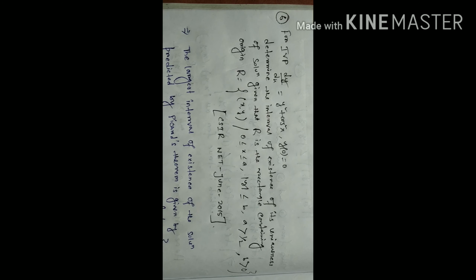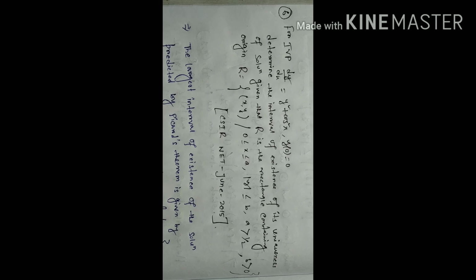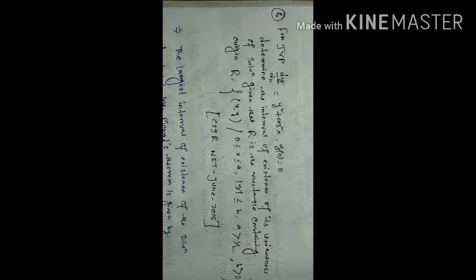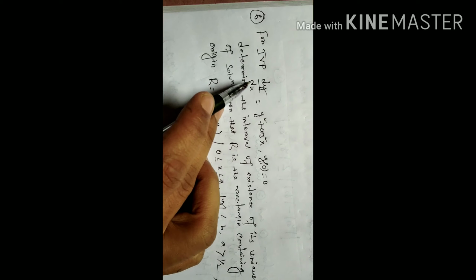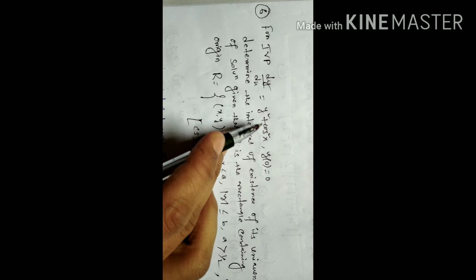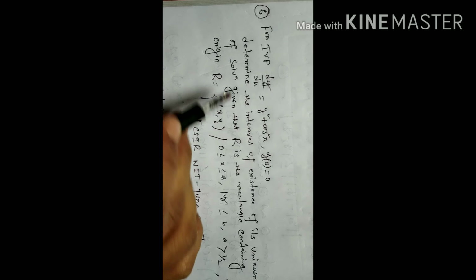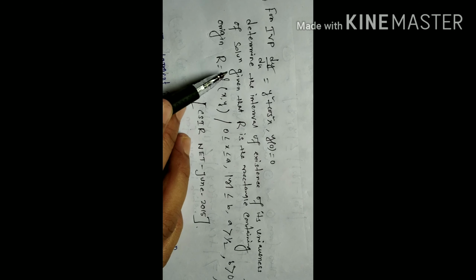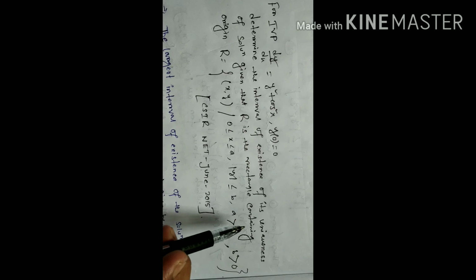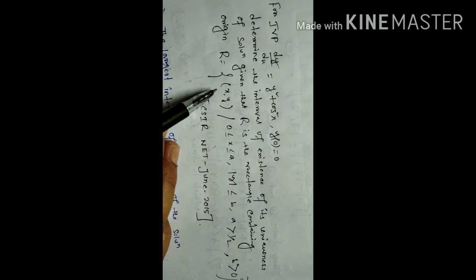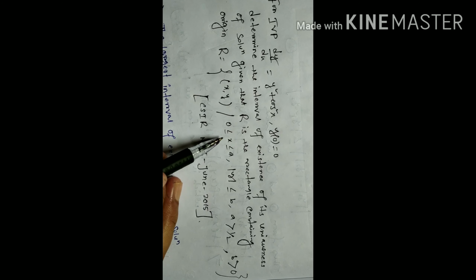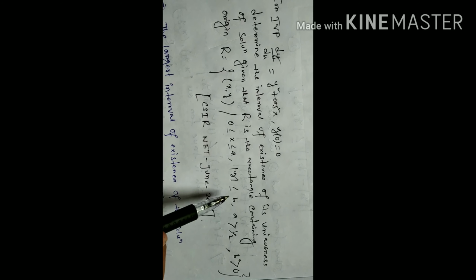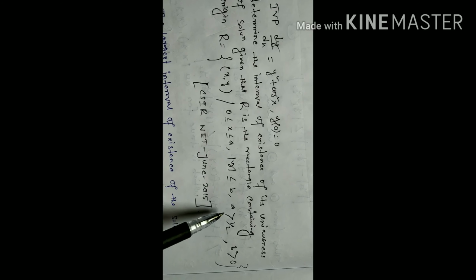Now I will discuss a very important problem which is related to CSIR NET June 2015. For the initial value problem dy/dx = y² + cos²x, y(0) = 0, determine the interval of existence and uniqueness of the solution, given that R is the rectangle containing the origin, R = {(x,y): 0 ≤ x ≤ a and |y| ≤ b}. Also it is given that a > 1/2 and b > 0.